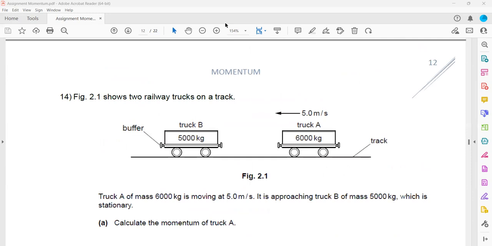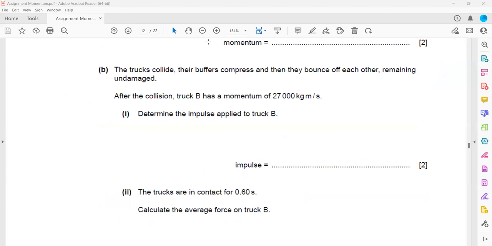Initially, truck B had zero momentum. Then finally, when they hit each other, they bounce off, so truck A and truck B move in opposite directions. So this one is 27,000. So what is the impulse? Initial is 0, final is 27,000. Impulse is a change in momentum, so 27,000 minus 0. So the impulse is equal to the change in momentum. The final momentum is 27,000 and the initial momentum is 0. That's why it is 27,000, and the unit of impulse is newton second.